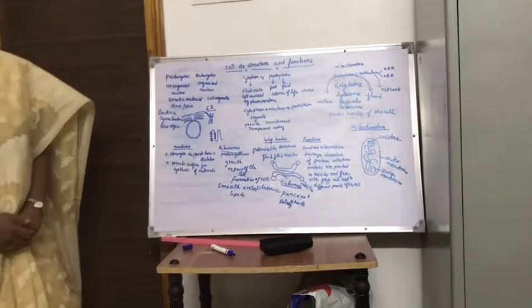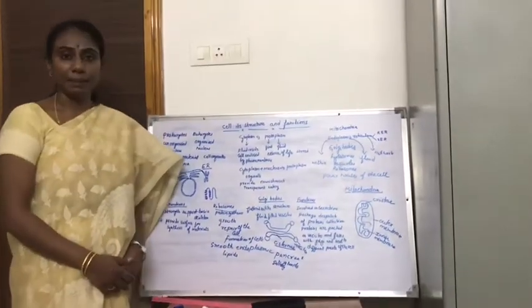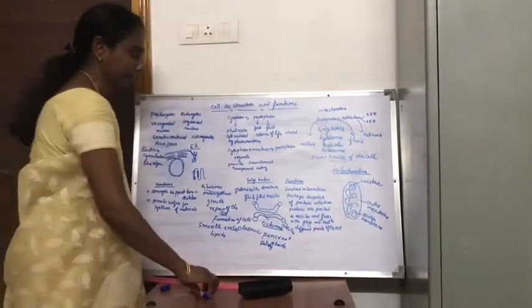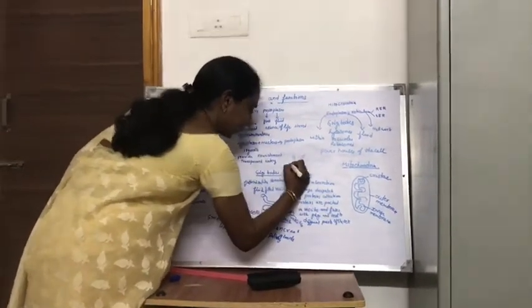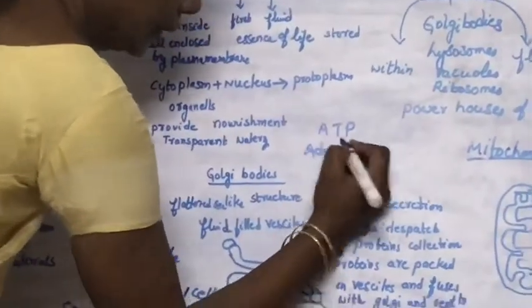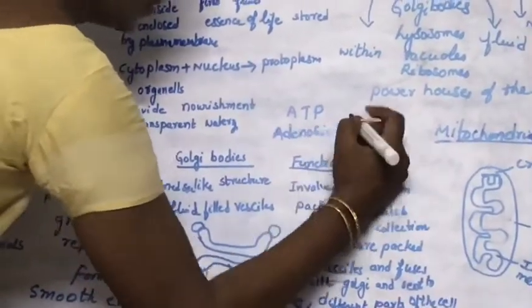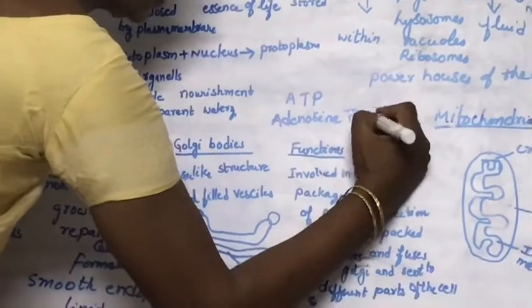They generate energy in the form of a chemical energy called ATP. What is the full form of ATP? Adenosine triphosphate. You already learnt this in class 8.